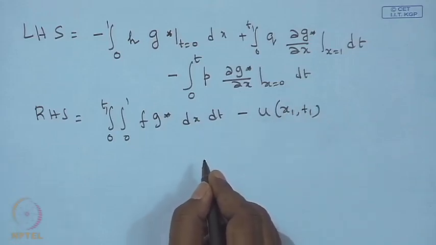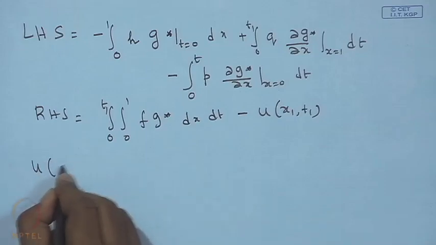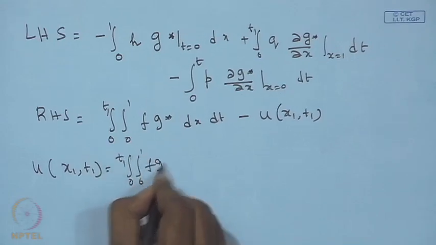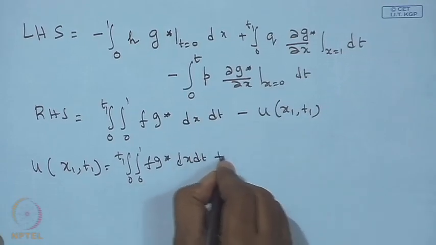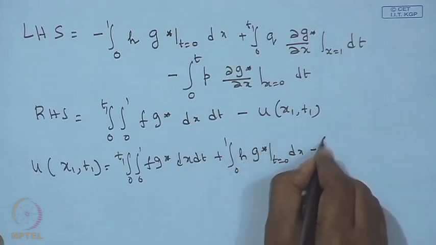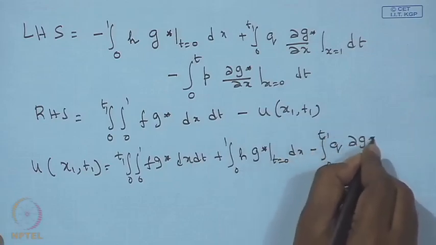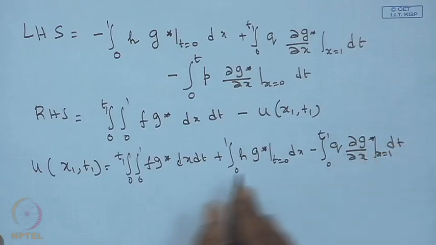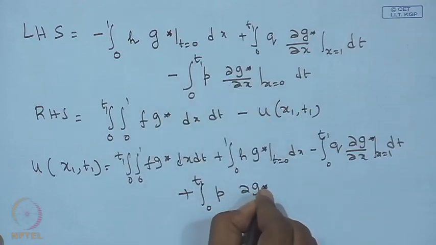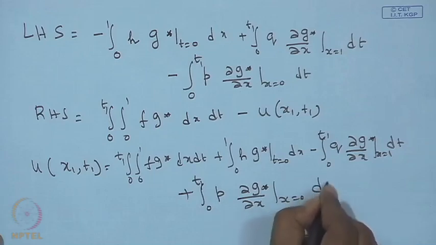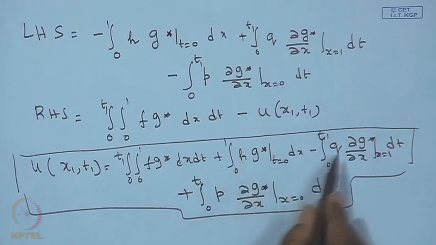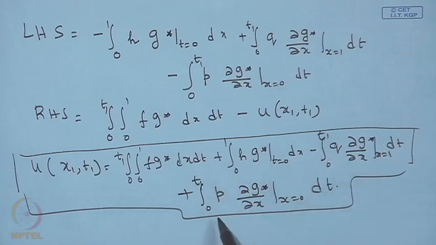Okay. So, now if we take u on the right hand side, u(x1, t1) becomes the double integral 0 to t1, 0 to 1 of f g* dx dt plus integral 0 to 1 of h g* evaluated at t equal to 0 dx minus integral 0 to t1 of q ∂g*/∂x at x equal to 1 dt plus integral 0 to t1 of p ∂g*/∂x at x equal to 0 dt. And if h, q and p are constant, we just take them outside of the integral and carry out this integration.